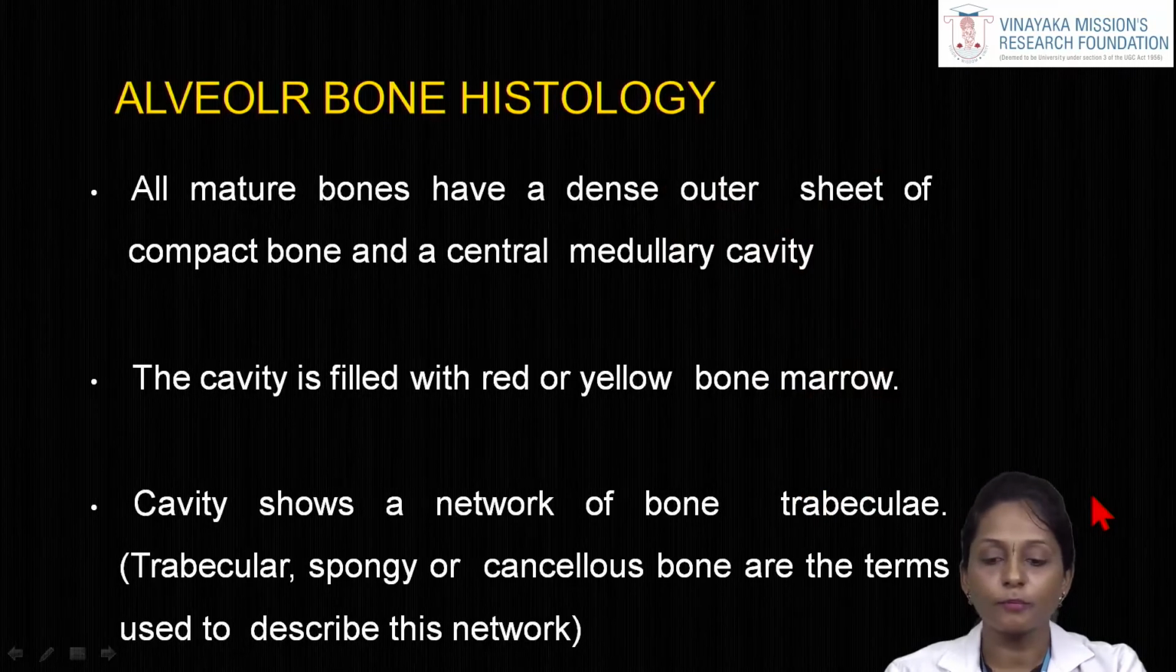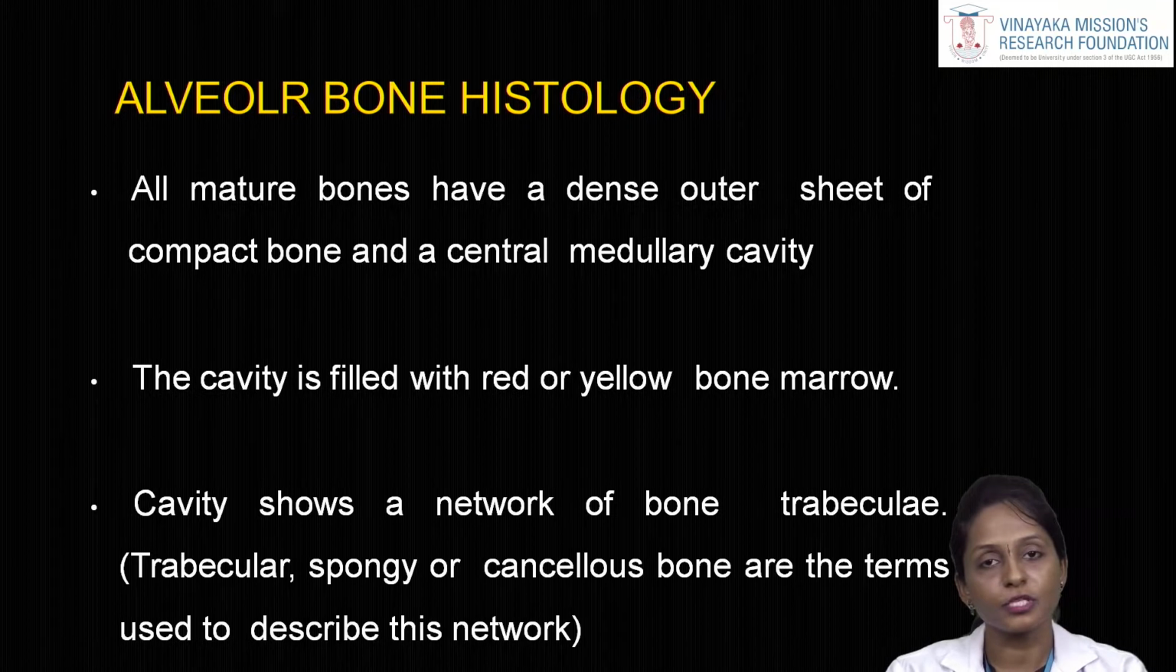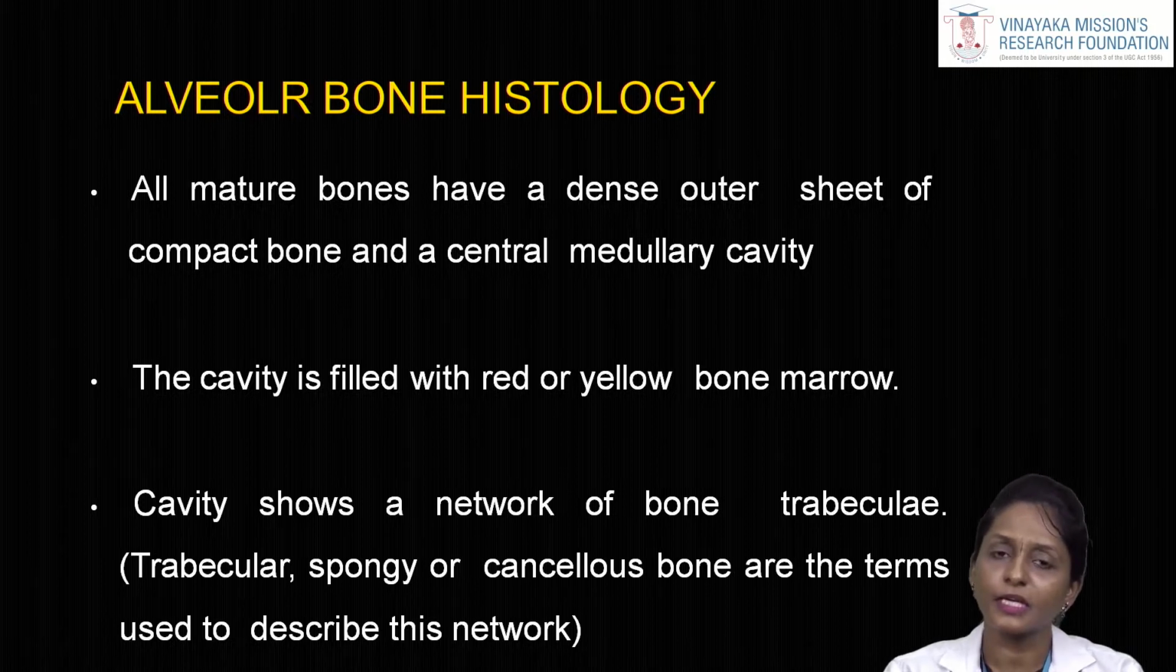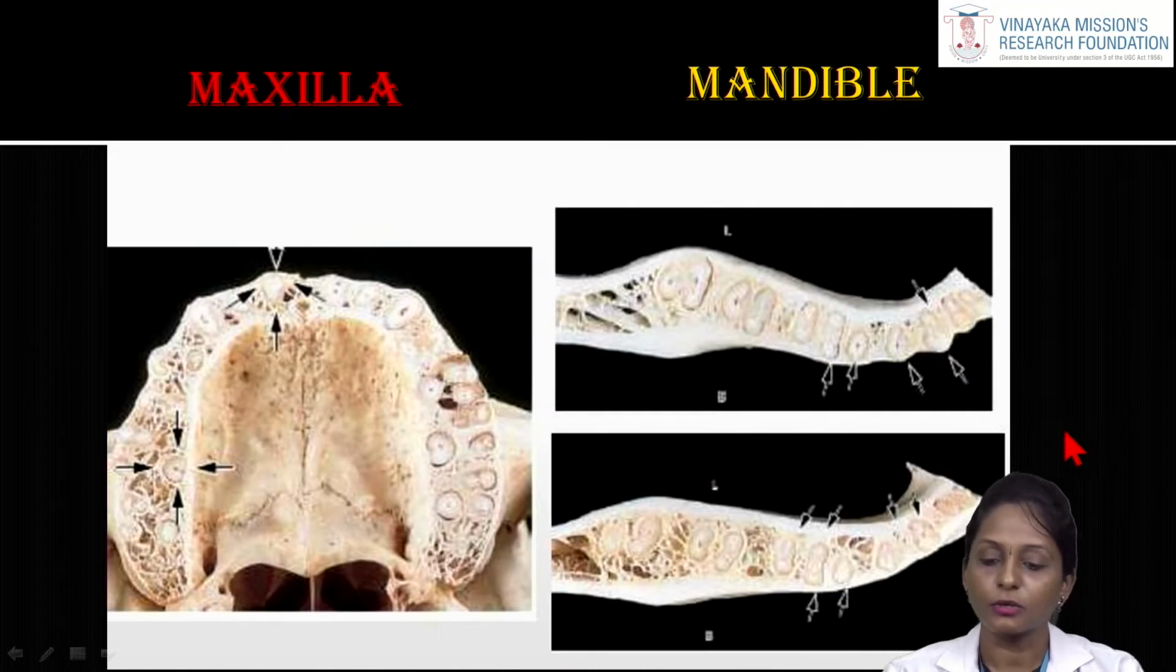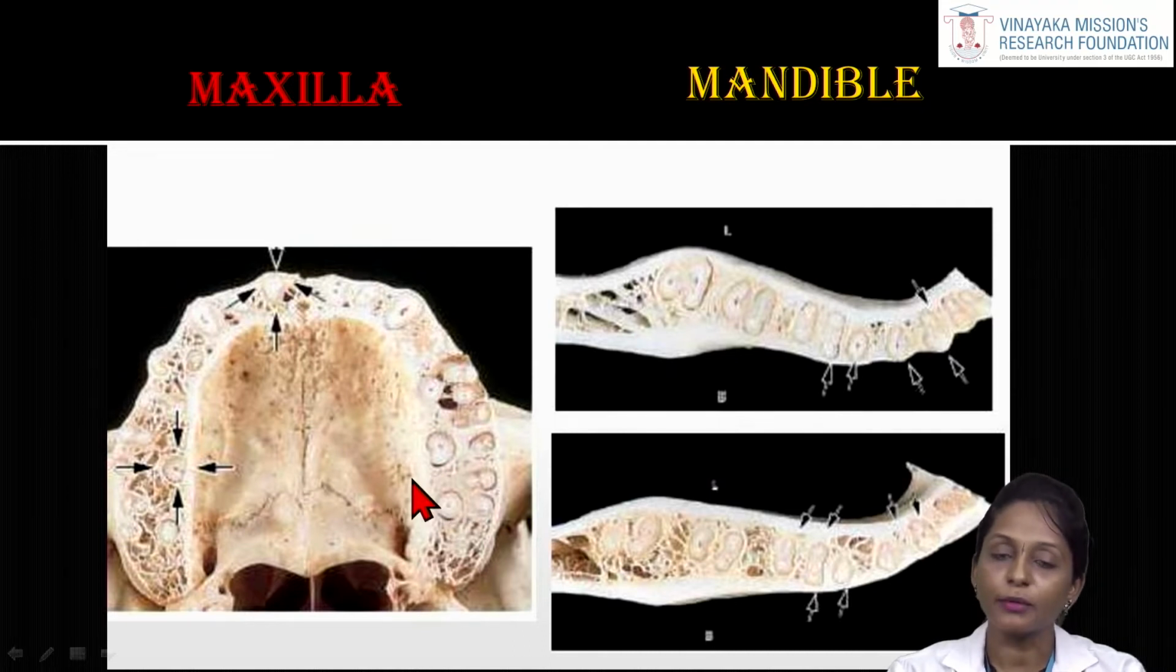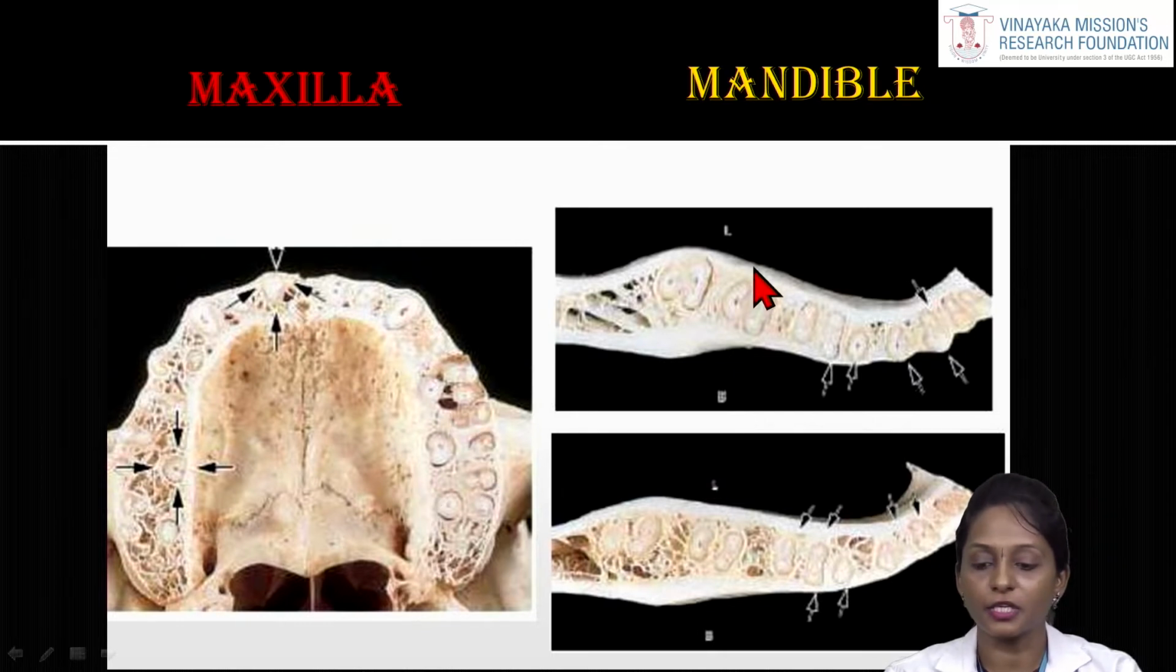Next is alveolar bone histology. All mature bones have a dense outer sheet of compact bone and the central medullary cavity, the cavity which is filled up with red and yellow bone marrow. In this next picture, it shows a cross-sectional view of the maxilla and the mandible. In the first picture, you can see the tooth cross-section, which is surrounded by the alveolar process. And in the second picture, you can appreciate the cross-section view of the mandible. You can see the outer compact bone layer and the inner trabecular layer.